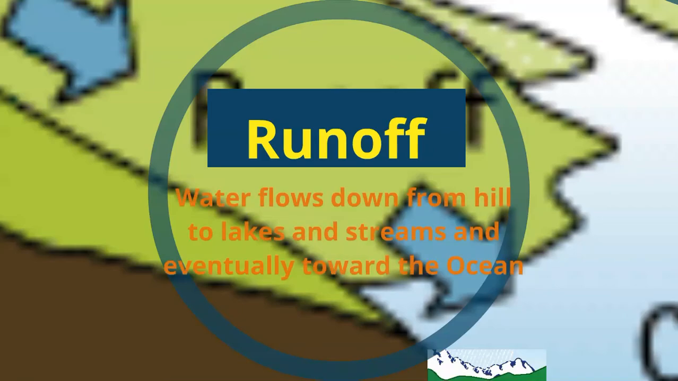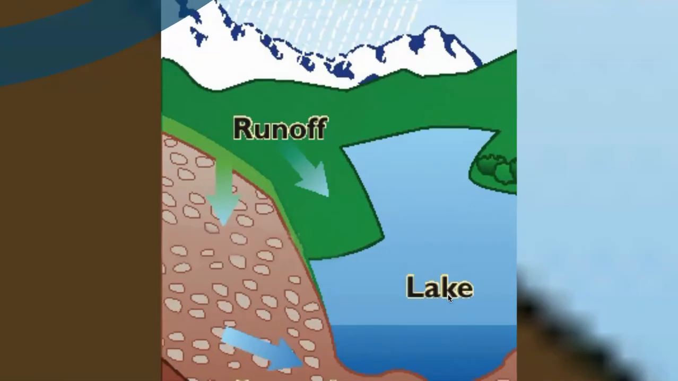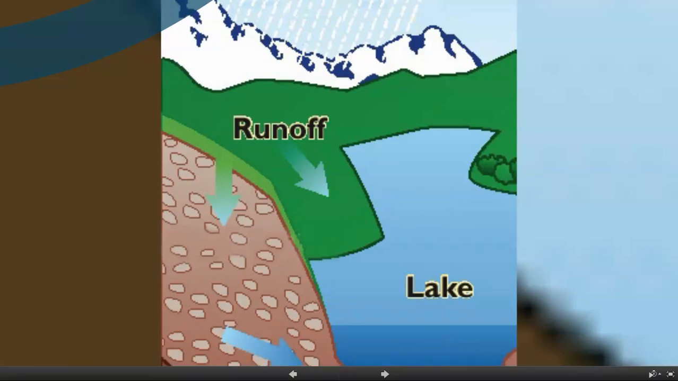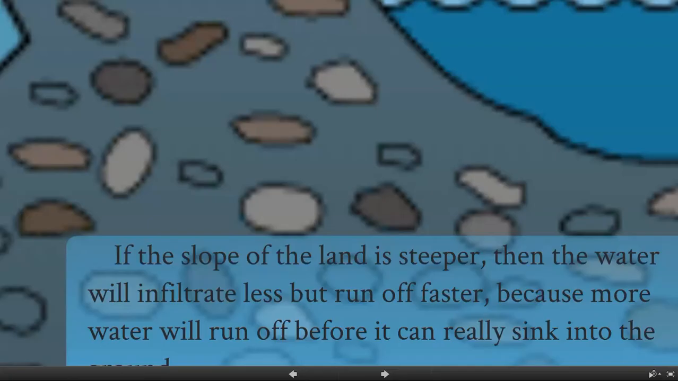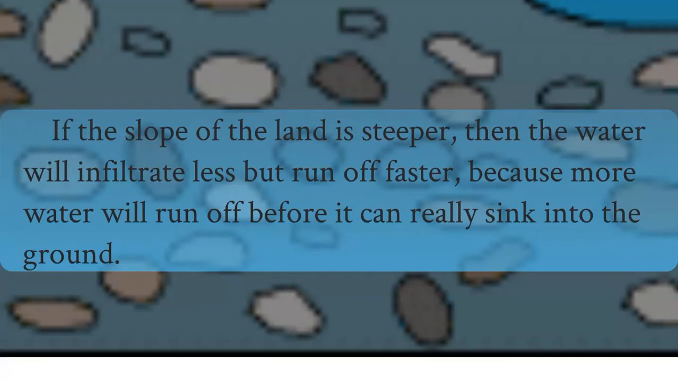Runoff is water flowing down from hills to lakes and streams and eventually towards the ocean. That's what you see on the surface. So there's water running off. It would first go to the lake. If it infiltrates here, it would end up either in the lake or back in the ocean eventually. If a slope of land is steeper, water will infiltrate less and run off faster because more water will run off before it can really sink into the ground.